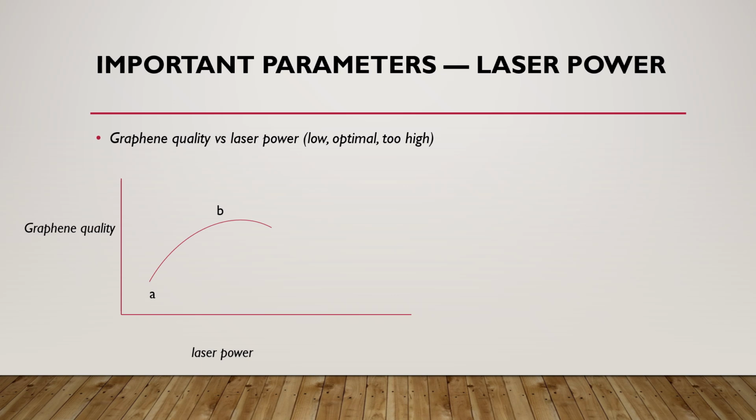But when the laser power is too high, you burn everything, so graphene turns into dust. The sweet spot, which we call point B, is the optimal laser power, typically 10 to 20% power of carbon dioxide lasers. Every laser is different and has a different sweet spot. So you need to understand what laser power you need to get good quality graphene.